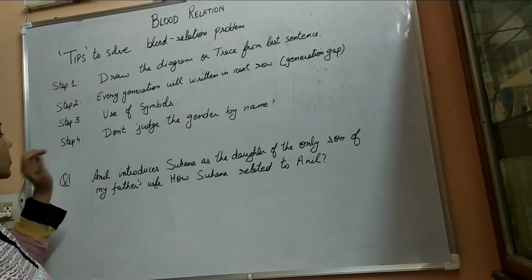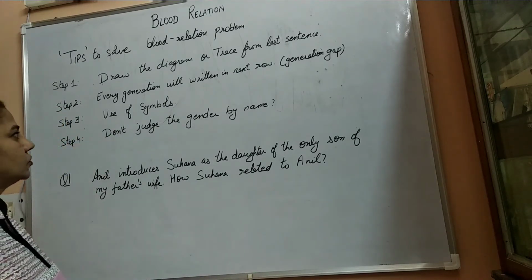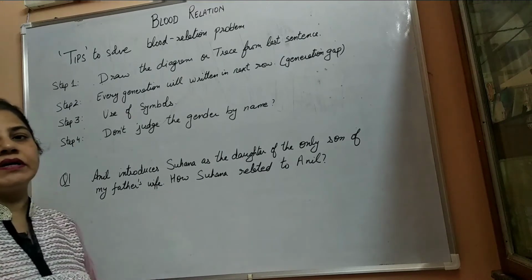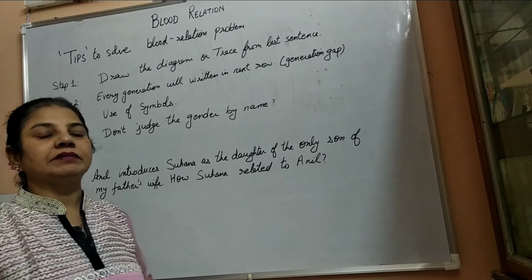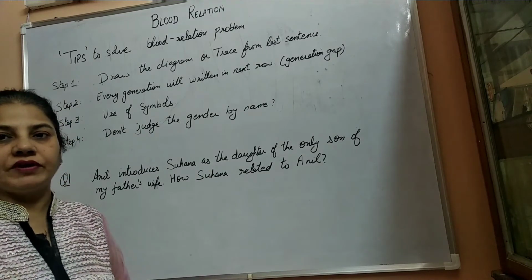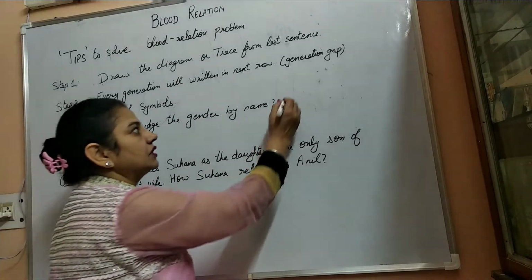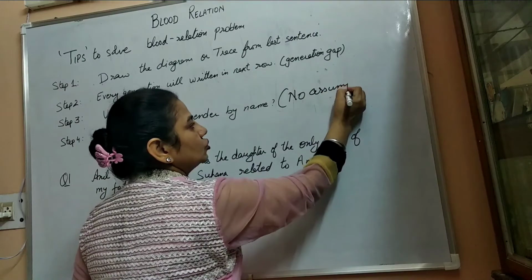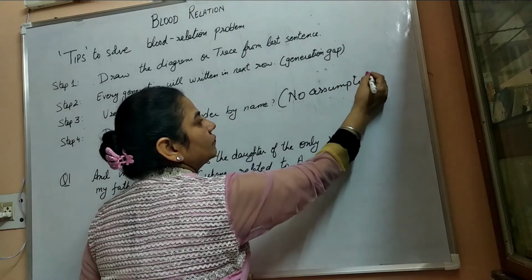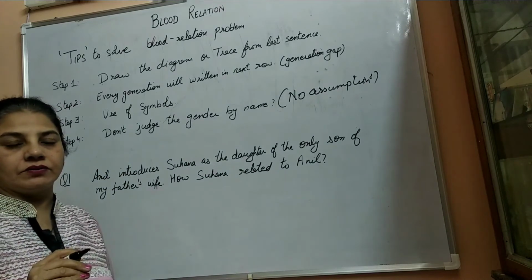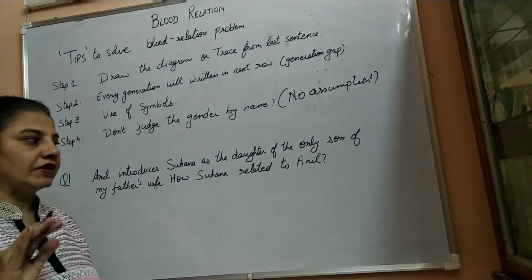Fourth step is don't judge the gender by name. If any name is given in the question, don't judge by the name that he might be a male or she might be a female. Assumption is not allowed. No assumption. You should be very clear which gender is given in the question.